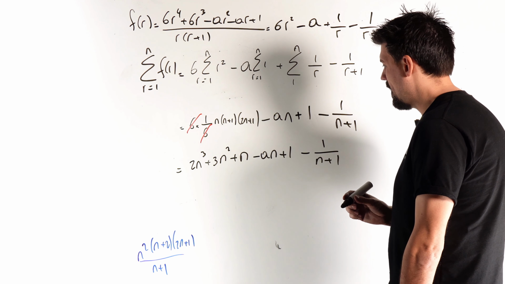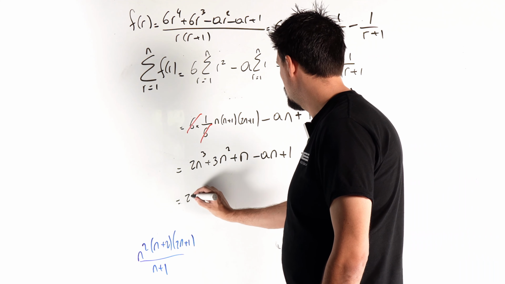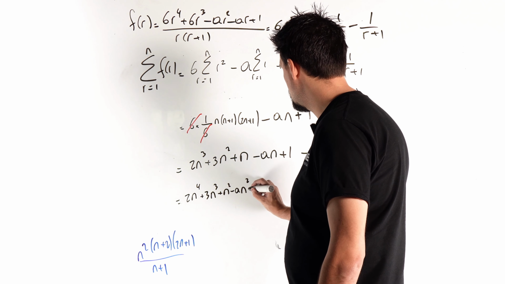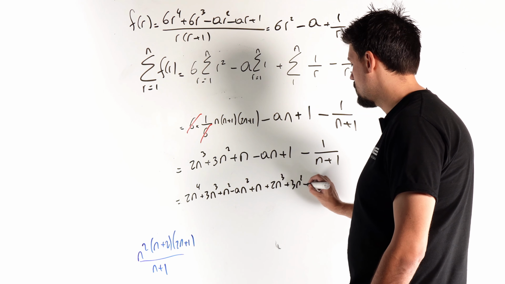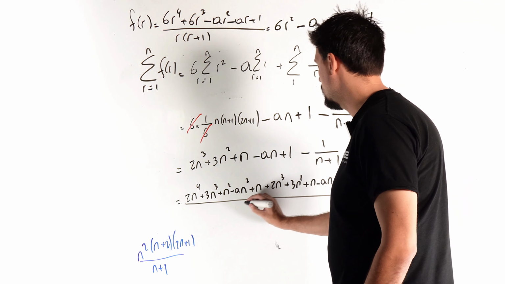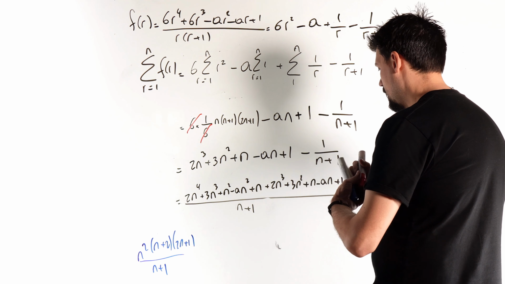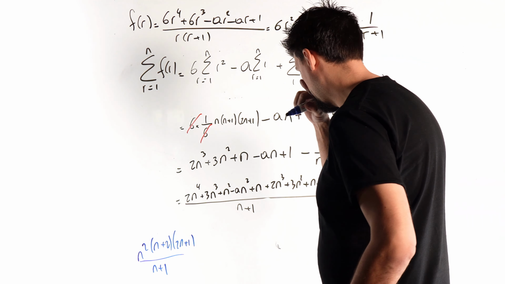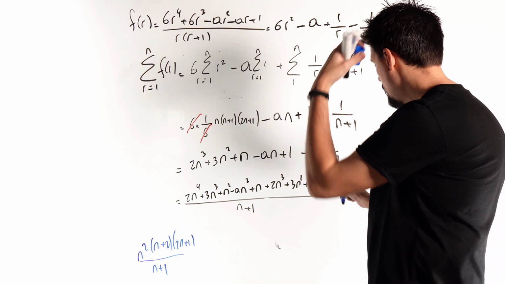Now I'm going to multiply this out by n plus 1. So we are going to get 2n to the 4 plus 3n cubed plus n squared minus an squared plus n plus 2n cubed plus 3n squared plus n minus an plus 1 minus 1 over n plus 1. Please, all the lords of Valhalla, I hope this worked. Bosh, bosh. Now, fundamentally, what do we know needs to happen here? Those ones have cancelled out.